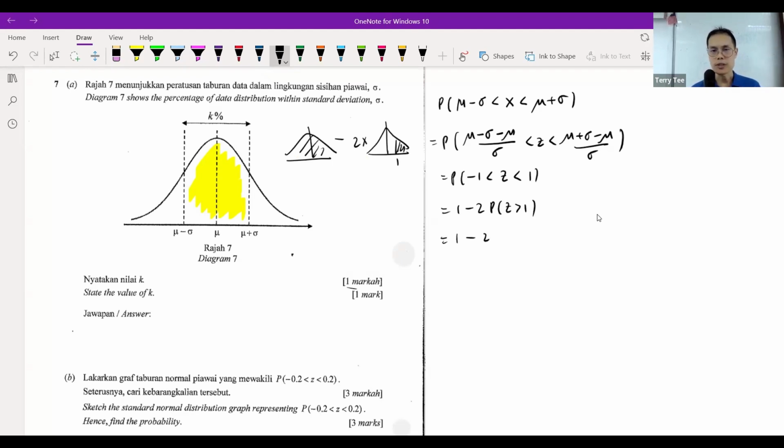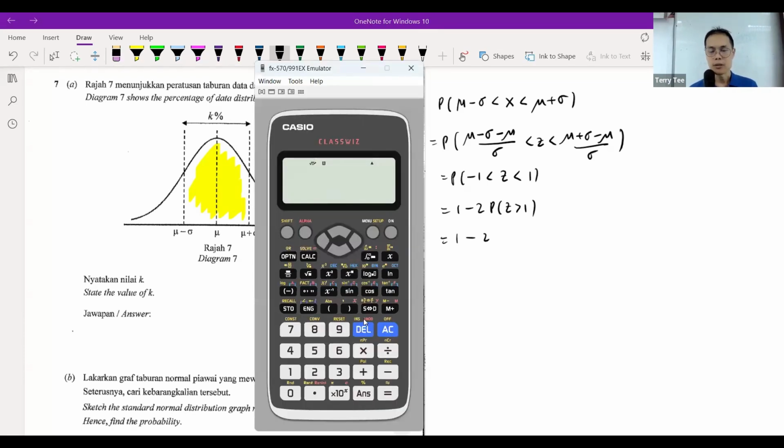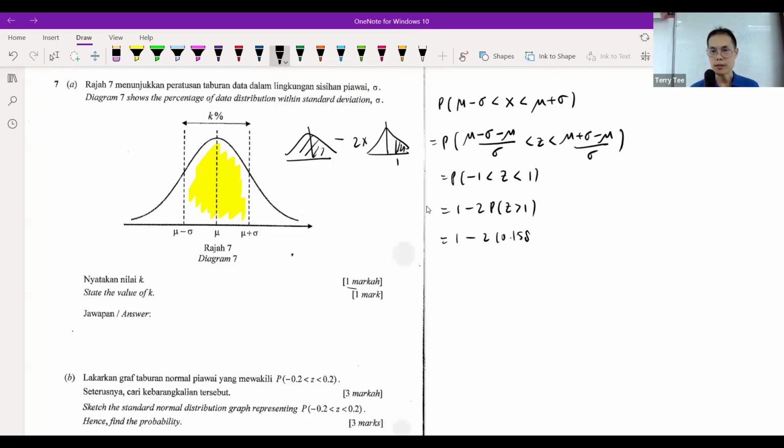The probability of Z more than 1, you can use your mathematical table or your calculator, right? I'll show you the calculator part. On the calculator, we press menu, 7, go to normal distribution, normal CD. Lower is 1, upper is 999. There you go. You should get 0.1587. So alternately, you can use your table.